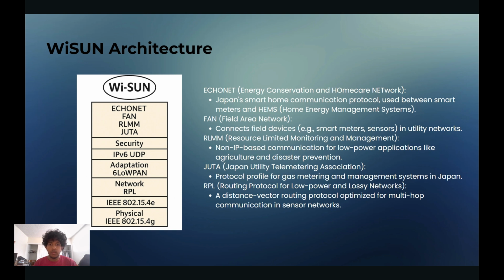Here, RPL stands for Routing Protocol for Low Power and Lossy Networks. So this is an energy concern. This transport protocol uses less energy. It's based on distance vector routing. It's done for multi-hop communications for networks which contain sensors.